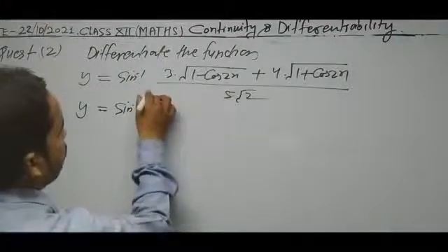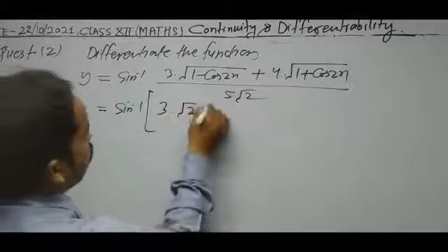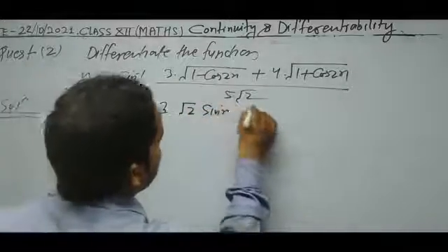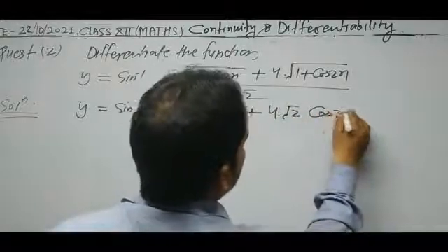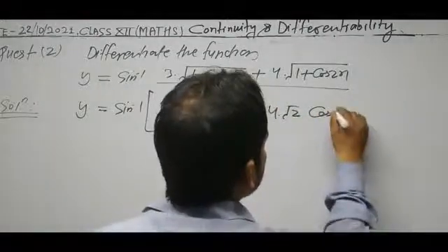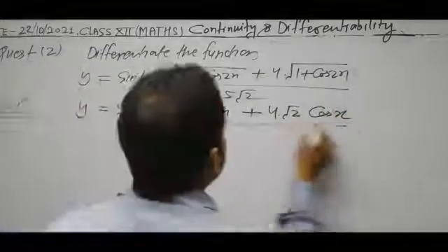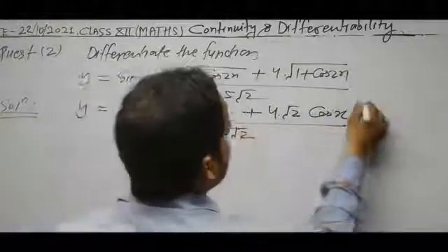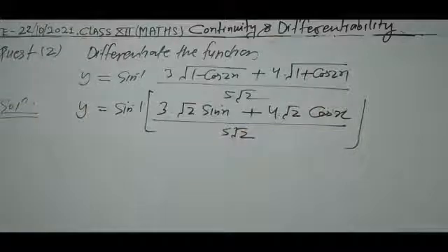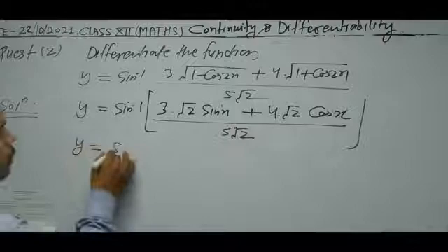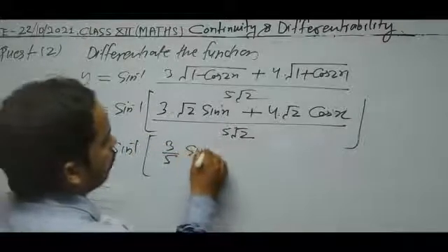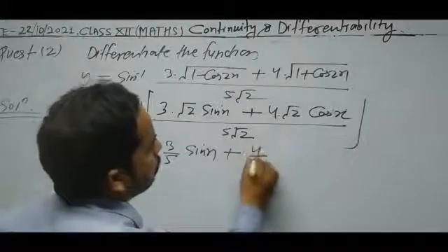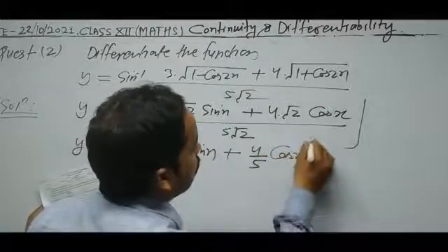It means the result will be 3 times root 2 sin x. Now this result will be 4 times root 2 cos x, and whole upon 5 times root 2. Now root 2, after taking common, this term will cancel out. So the result will be y is equal to sin inverse of 3 by 5 sin x plus 4 by 5 cos x.